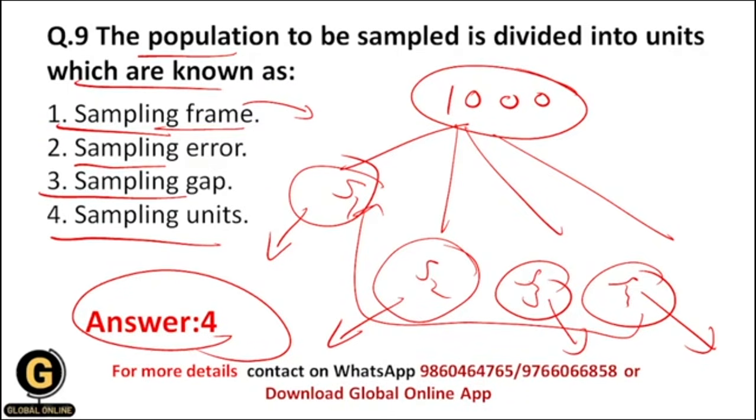And all of you have now understood that the sampling error is caused by the wrong selection of sample size, and also by the wrong selection of the sampling technique, which we are going to see in the next video, so don't worry. And sampling gap means the gap which is there between the sampling procedures.